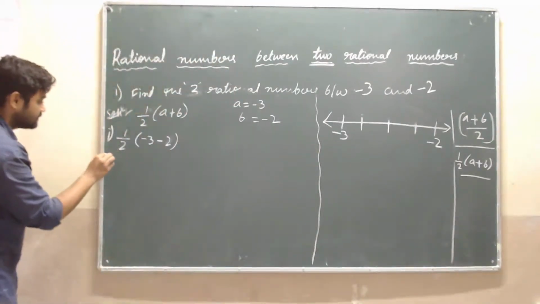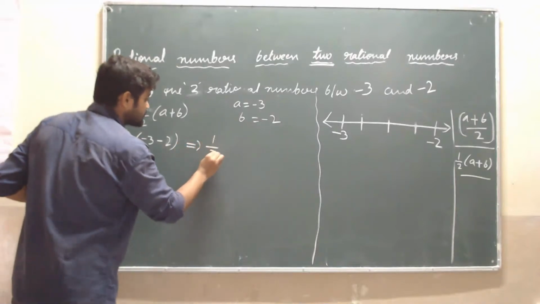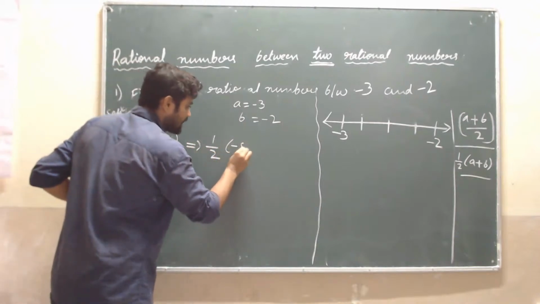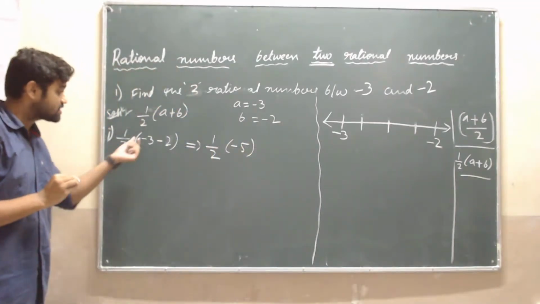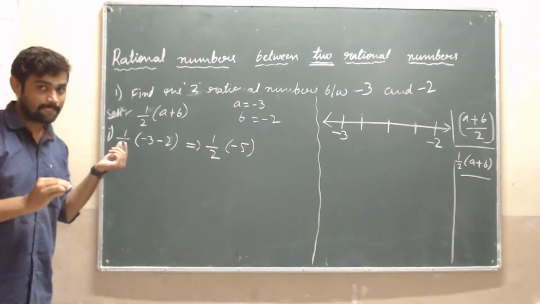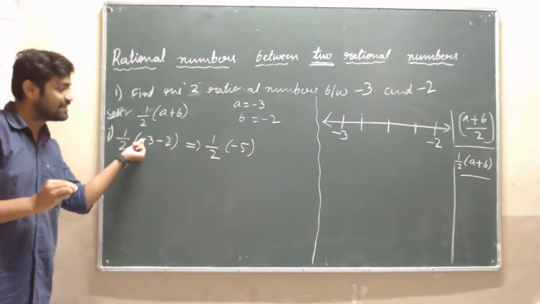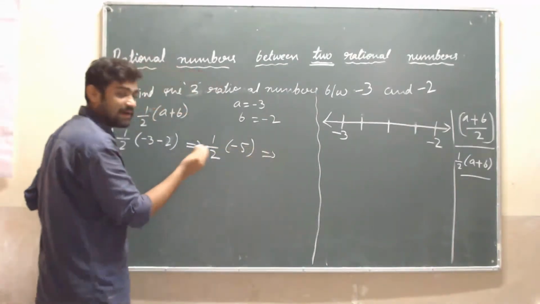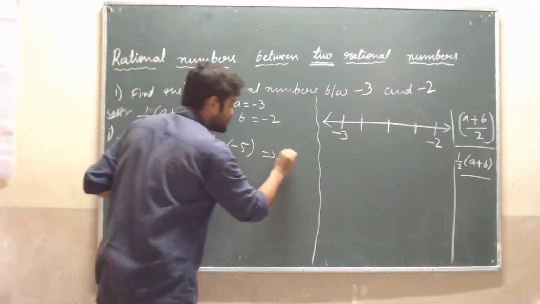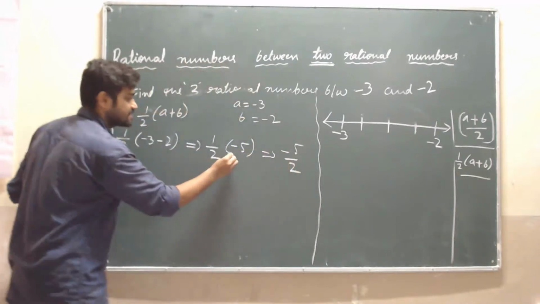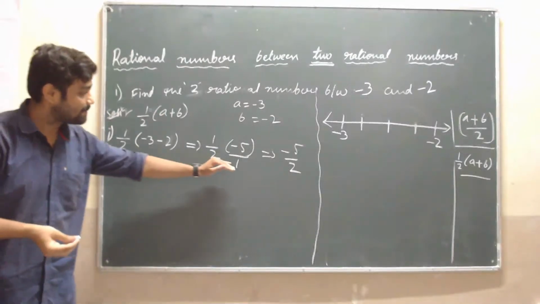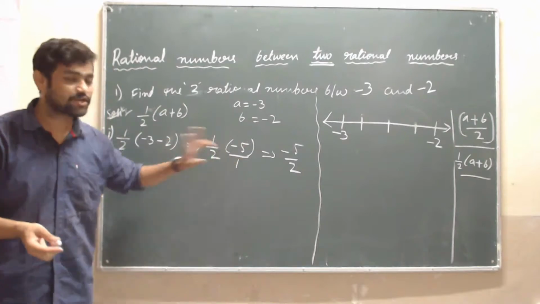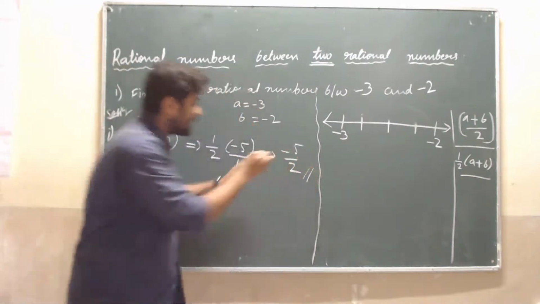Then solve it. 1 by 2 as usual, and -3 -2. What is the answer? -5. Is it correct? Because both are on the same side, and here the larger number is having the minus sign. That's why you have to take -5. Then multiply, that is -5 into 1, that is -5 by 2. There is no denominator, that's why I have taken the denominator as 1. Multiply numerator to numerator as well as denominator to denominator. What we will get? -5 by 2.